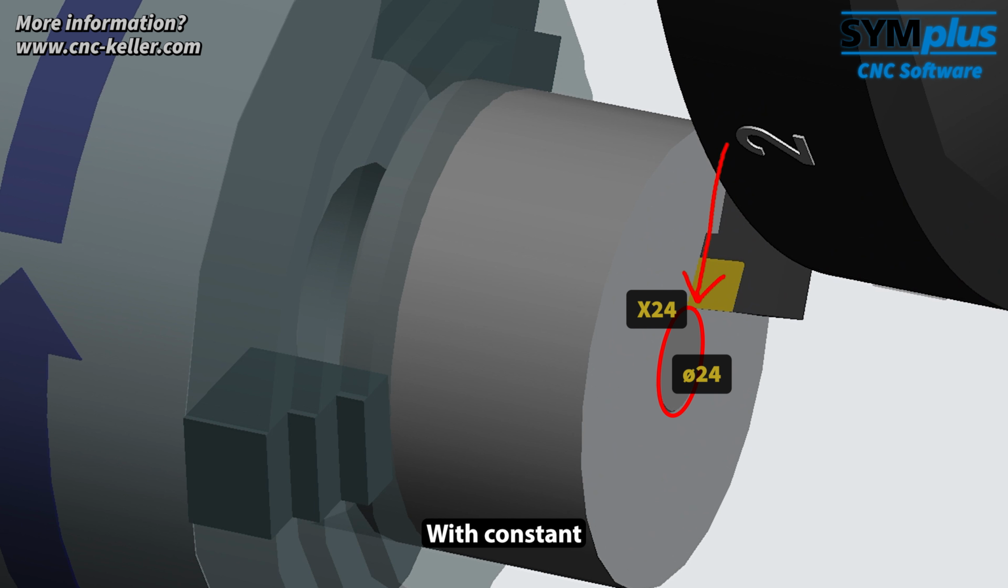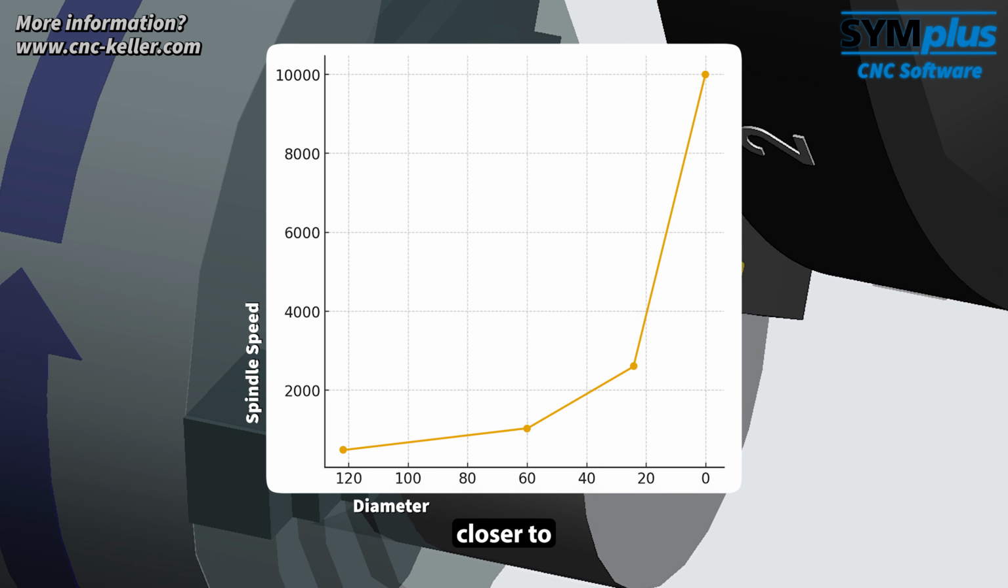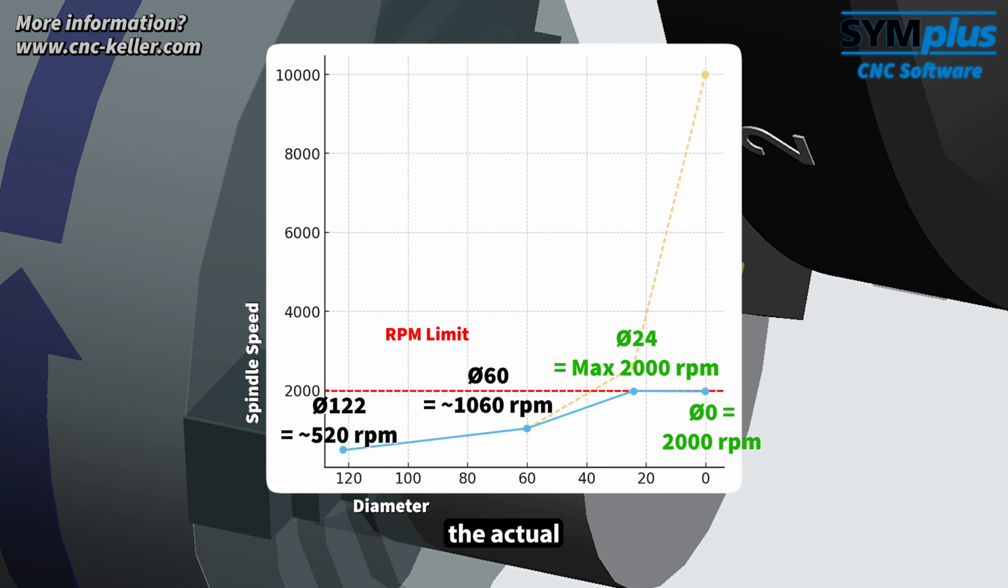Here's why. With constant cutting speed, the spindle's speed would have to keep increasing as we move closer to the center, theoretically up to infinity at X0. In practice, however, the spindle cannot accelerate indefinitely due to the RPM limit. As a result, the actual cutting speed drops sharply near the center, almost to zero. At that point, the tool would no longer cut effectively but only push material aside. And since this spot will be drilled afterward anyway, the path to the axis is skipped, saving tool life.